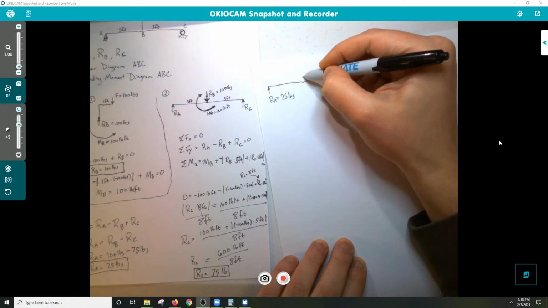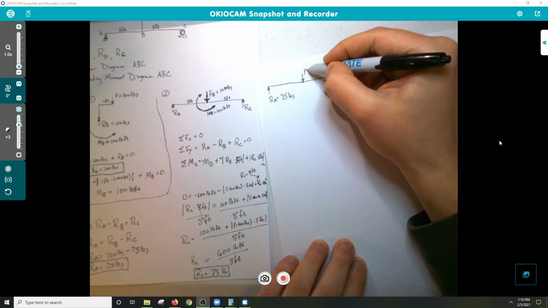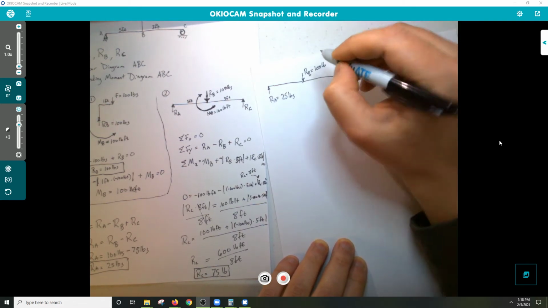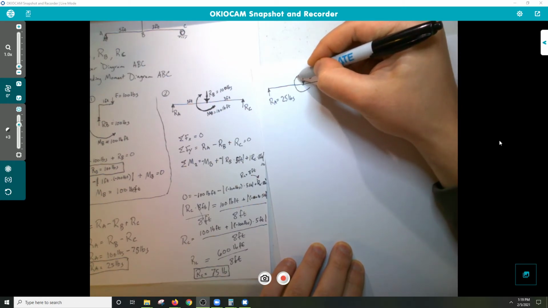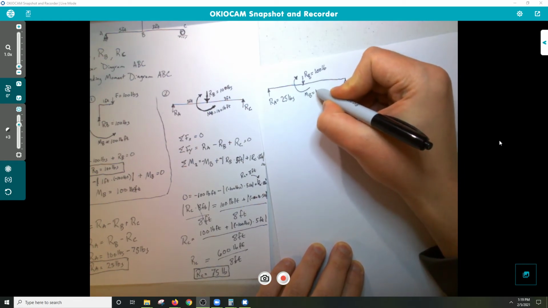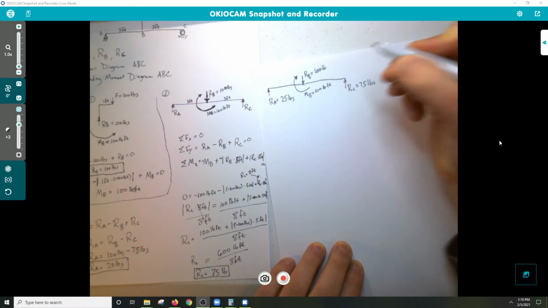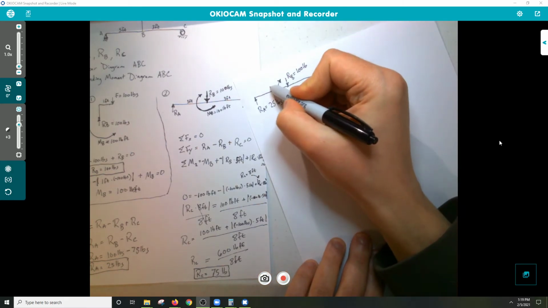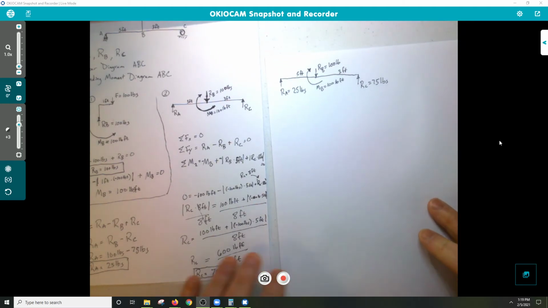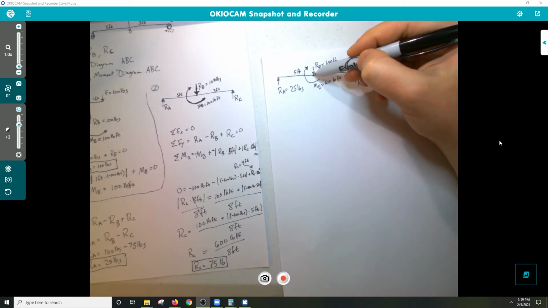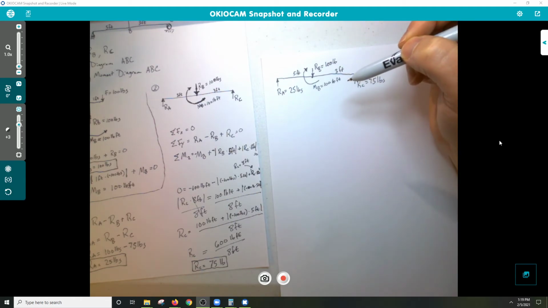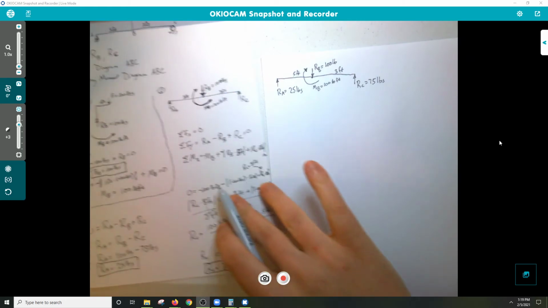Our reaction at B was 100 pounds down, and a moment that was clockwise, negative, right? 100 pound-foot. And again, we have our 5 feet here and our 3 feet here. Again, this is really being able to solve for the reactions here at B and then get the full analysis for shear and bending moment diagrams here is really why you have to break these apart.